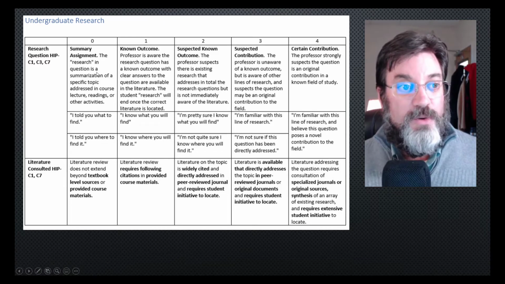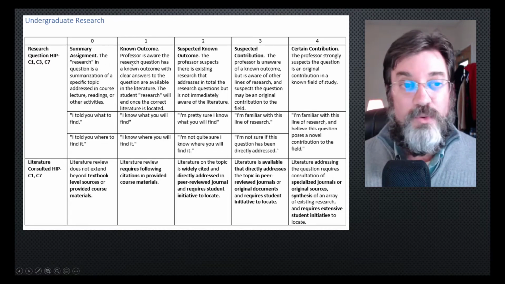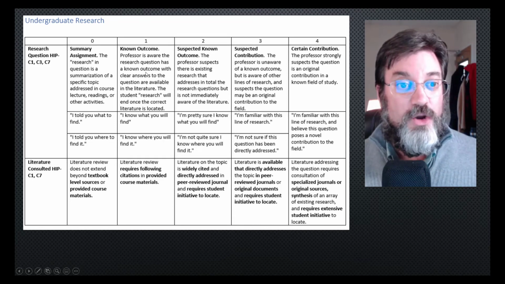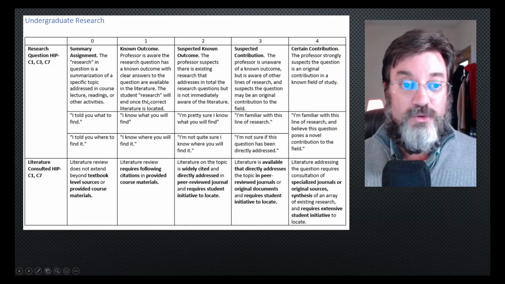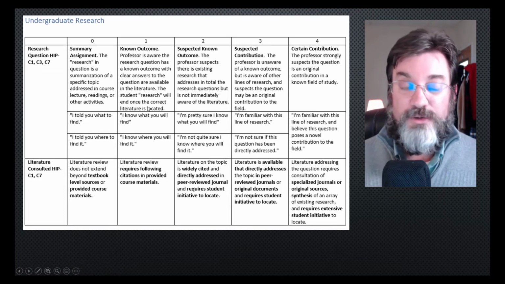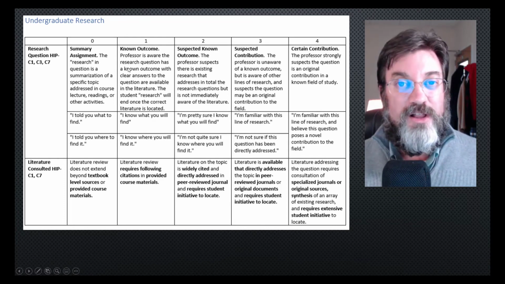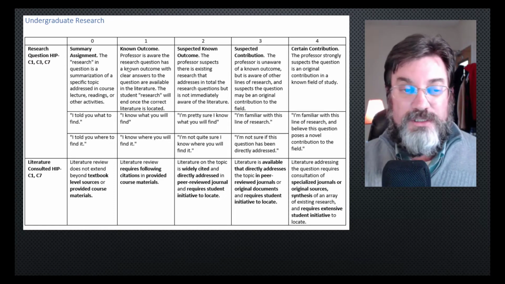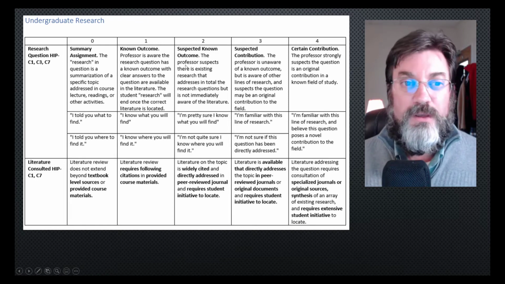Research question. The research question is a summarization of specific topics. That's not research. That's worth 0 points. Known outcome. Professor is aware the research question has a known outcome with clear answers to the question that are available in the literature. The student research will end once the correct literature is located. Kind of research-ish. It's really more developing that literacy, developing research literacy, but not really research.